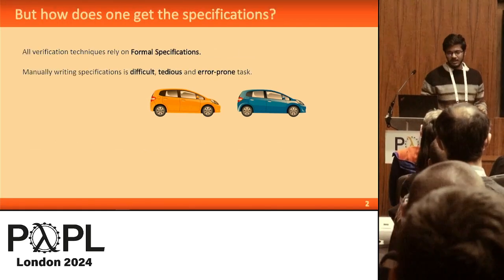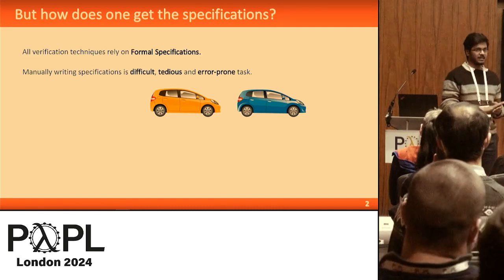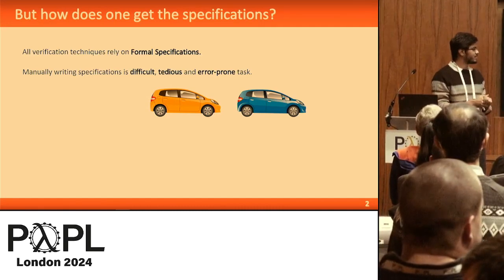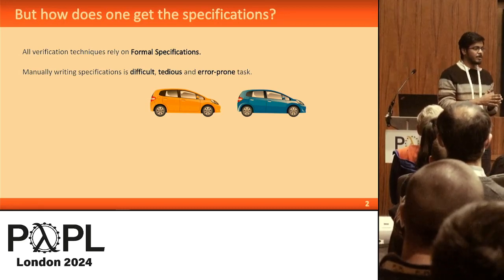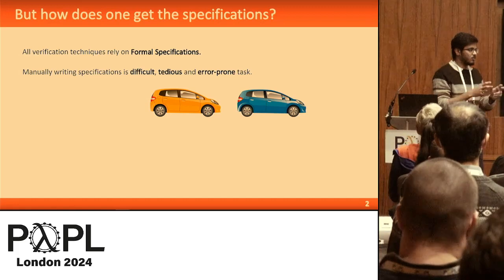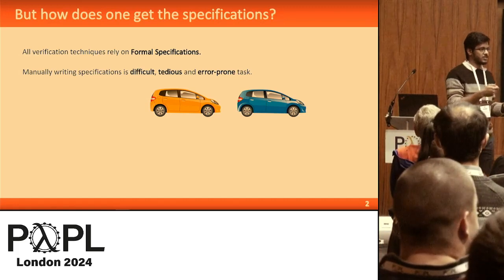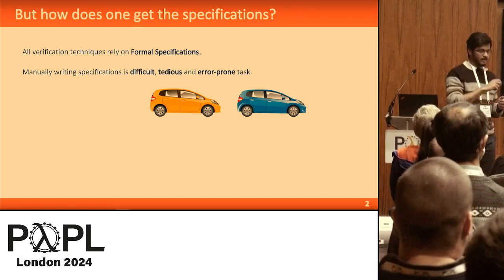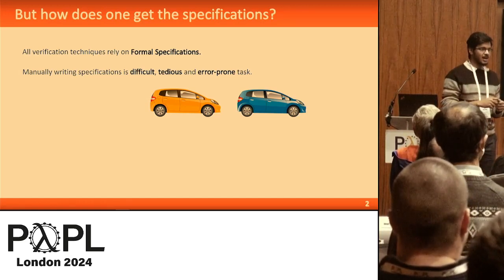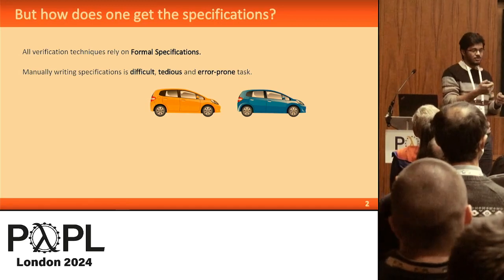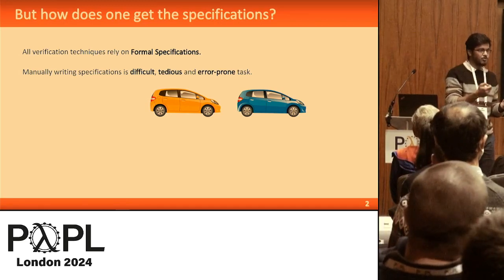One thing is common among all verification techniques, that is that they rely on formal specifications. A formal specification is an unambiguous way of writing the property that you want to describe, the property that you want to monitor or check. But one point that is often overlooked is that formal specifications are hard to write. They are tedious, and writing them could be error prone as well.